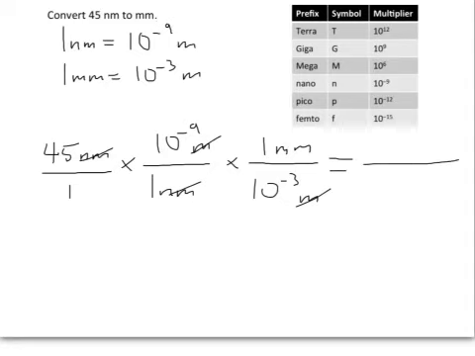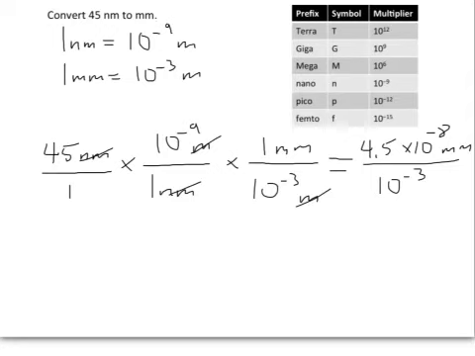So in the numerator, I have 45 times 10 to the minus 9 times 1 millimeter. So that's going to come out to be 4.5 times 10 to the negative 8 millimeters. Then I want to do the same thing in the denominator, which is just 1 times 10 to the negative 3. So in the denominator, I have 10 to the minus 3.